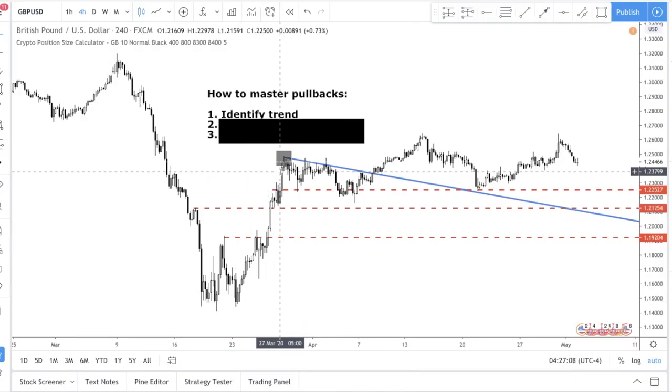You cannot trade a pullback in a ranging scenario, because in a ranging scenario, all you want to do is buy the bottom and sell the top. You're not looking for price to retrace and go back in the direction of the trend. You just want to buy low, sell high, and then sell high, buy low, and repeat the process. But this video is not about range trading. This video is about pullbacks.